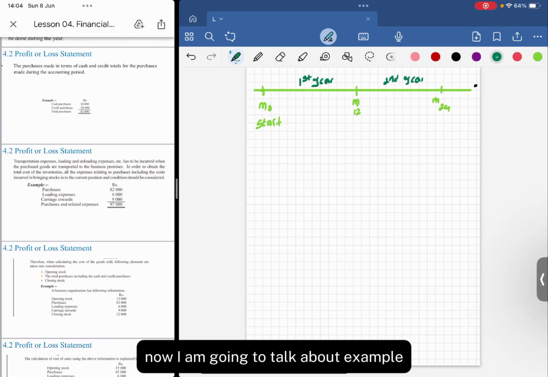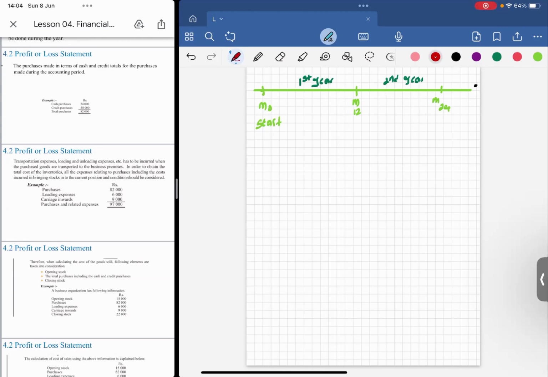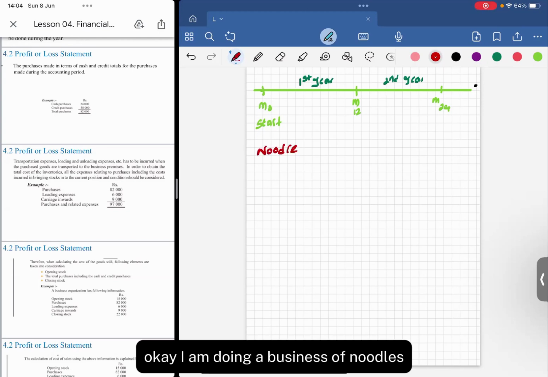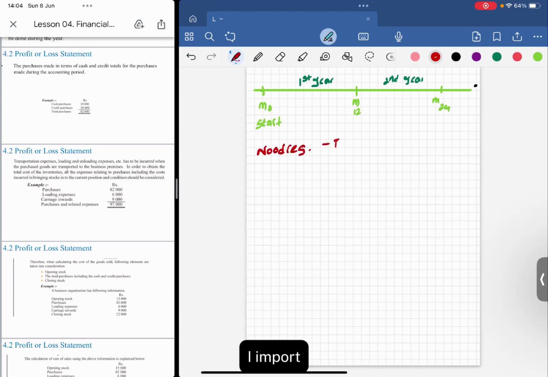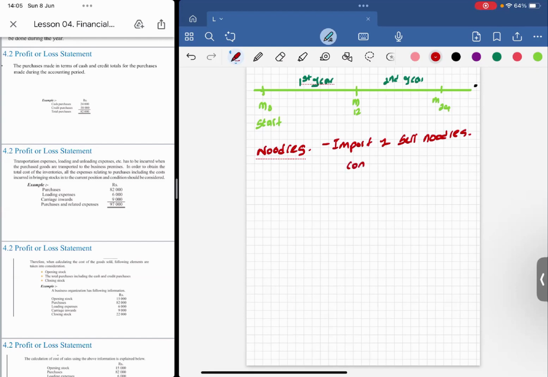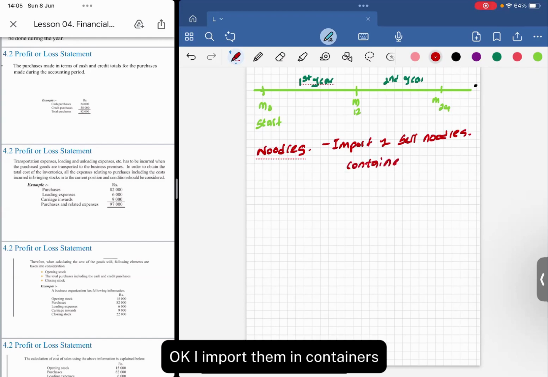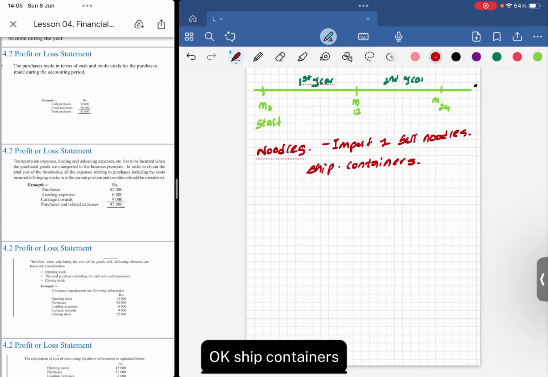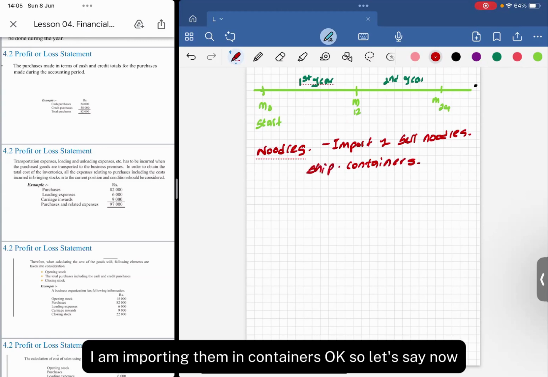Now I am going to talk about an example where I am doing a business of noodles. I import and sell noodles. I import them in containers. Containers are ship containers.